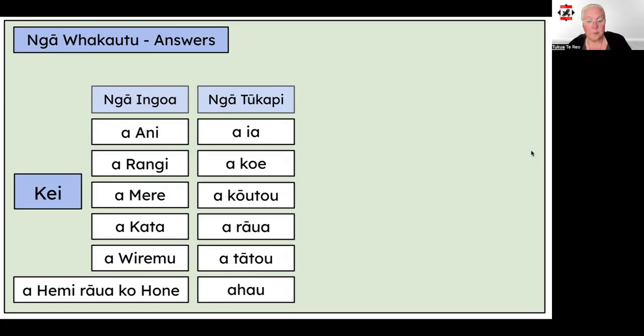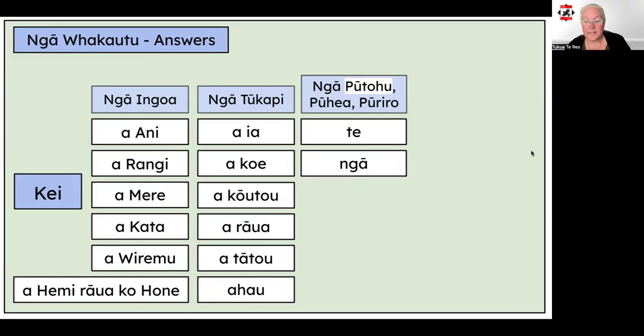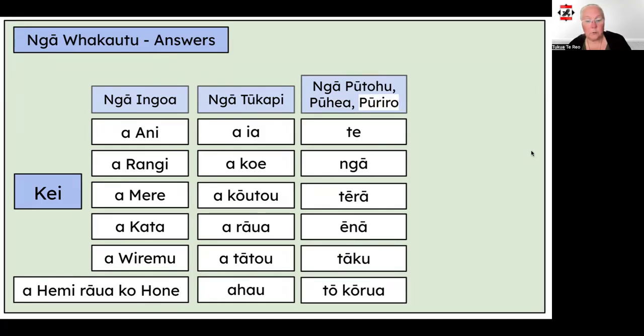Next up, we've got our pūtohu, like for example, te, ngā, our pūhea, tērā, ēnei, etc. And our pūriro, tāku or tōku kōrero. If you'd like to revisit any of these word classes, please go back to playlist 3 and 5. You'll find the videos there. The last set of kupu are our tūingoa.